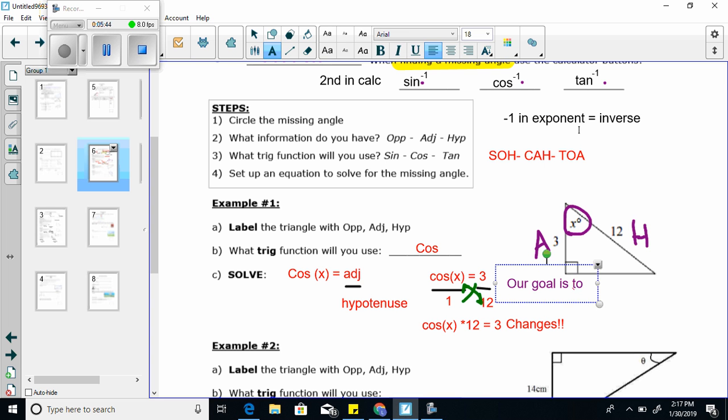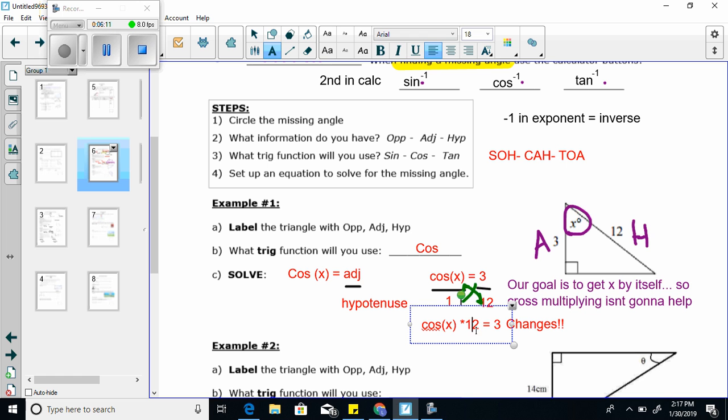Our goal is to get x by itself. So if we cross multiply, that isn't going to help, right? Because then we're going to be left with cosine of x, and we get back to step 1. Okay? So this is an important thing to understand. This kind of changes things up. When you find yourself in this situation, you need to say, oh, that's not going to help me.